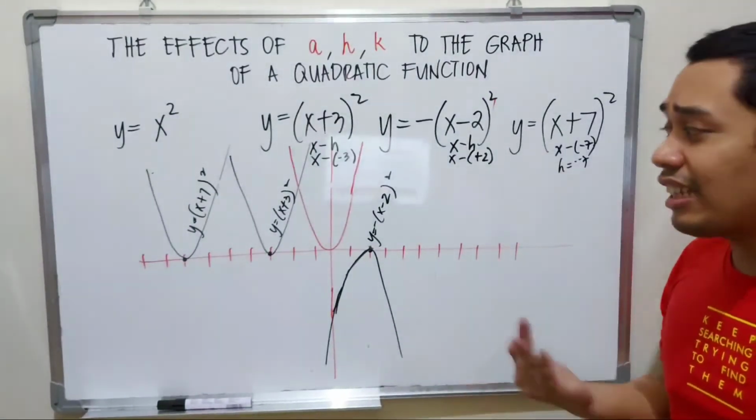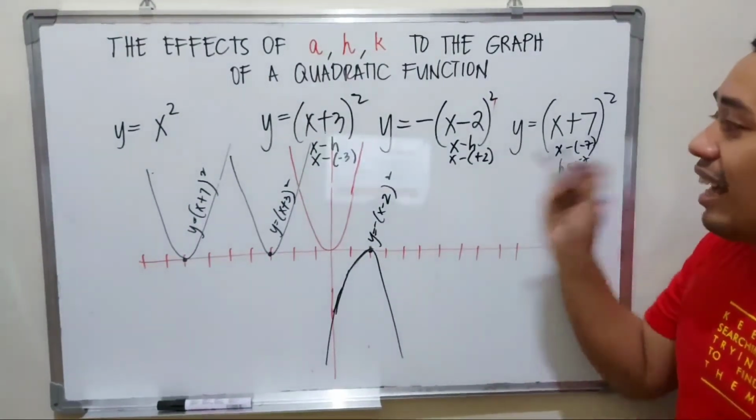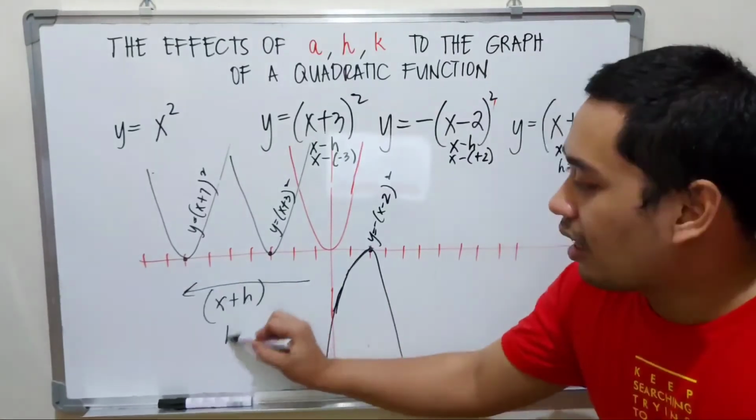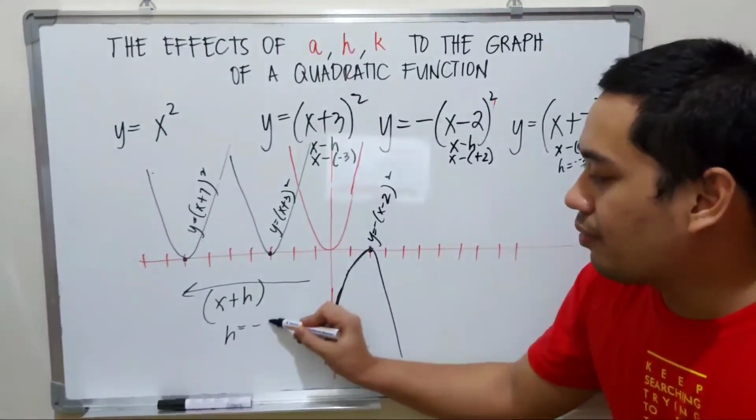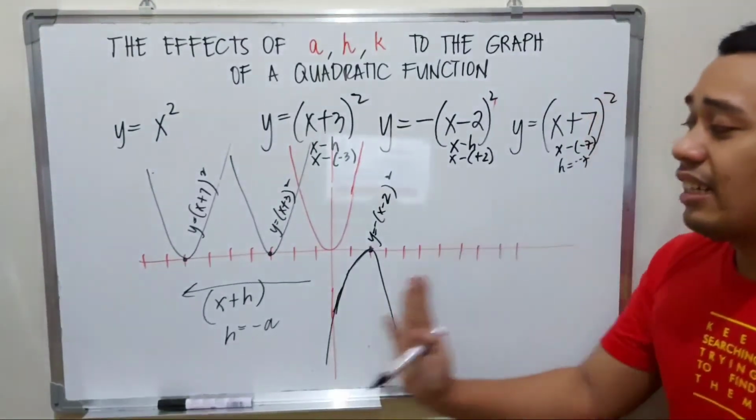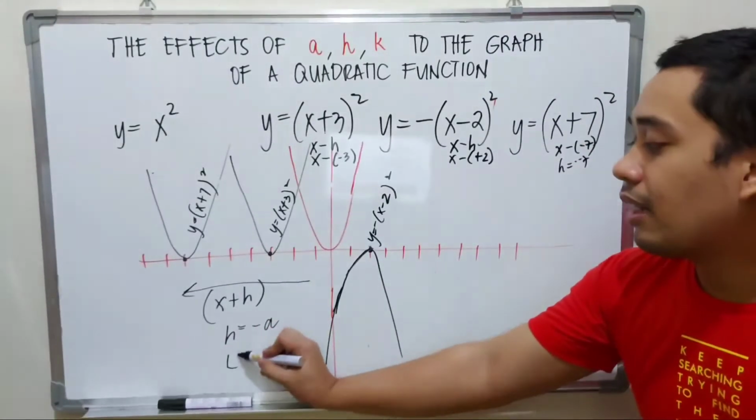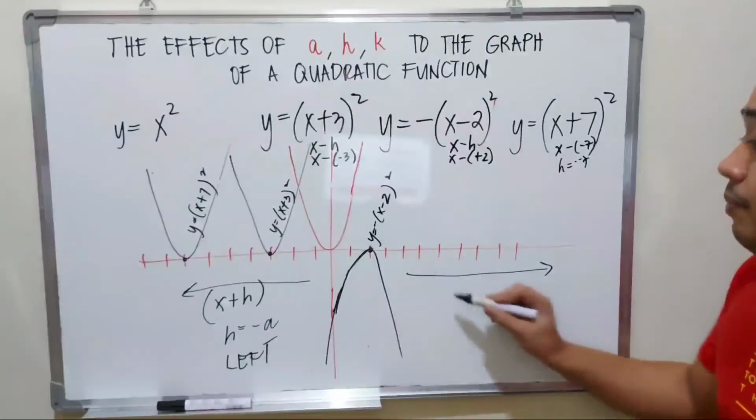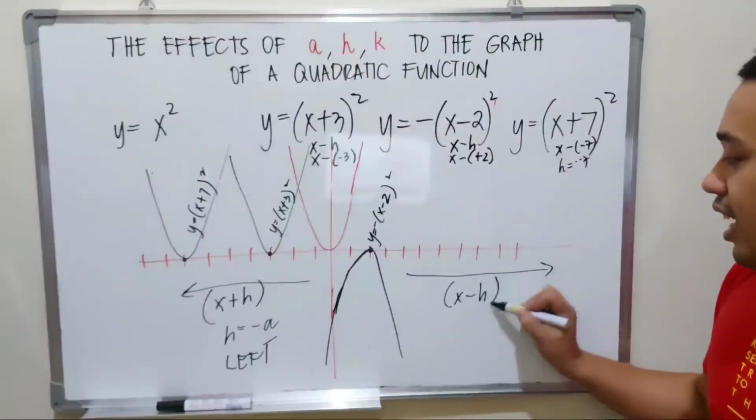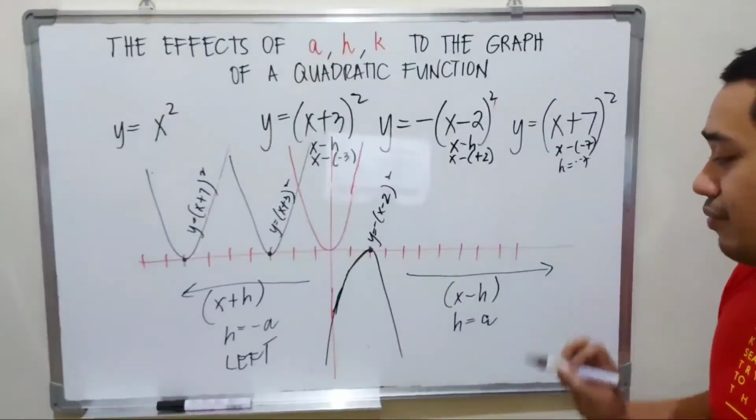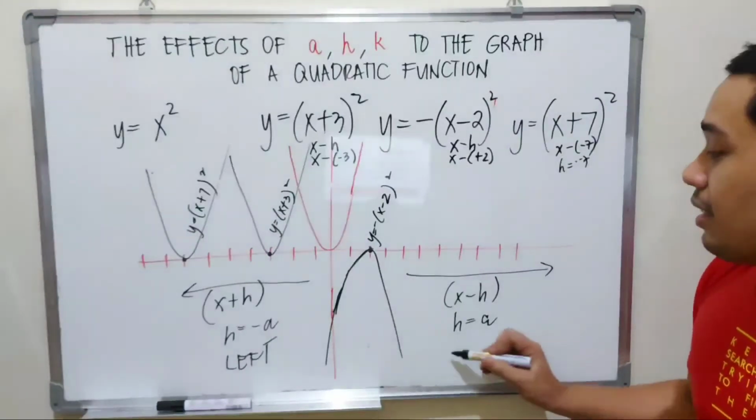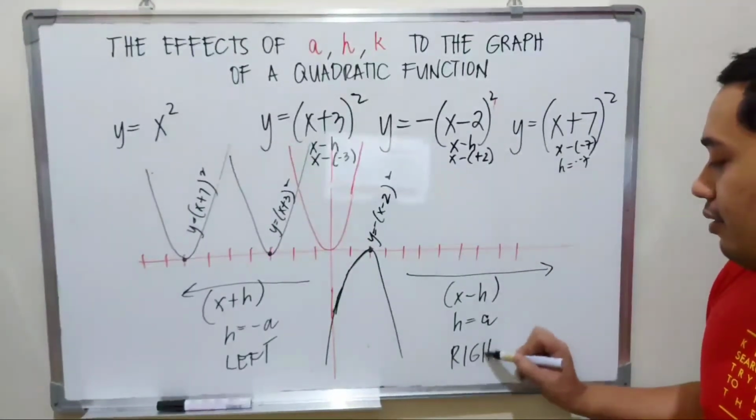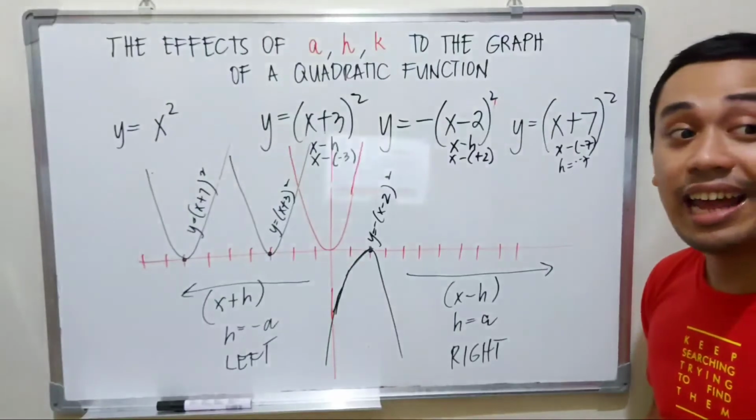So, ganun lang tatandaan: pag x plus h, or h is equal to a negative number, lagi kang papuntang left. Then, kapag meron kang x minus h, where h is a positive number, then papunta po tayo ng right. Maliwanag?